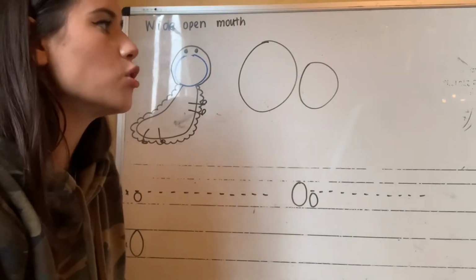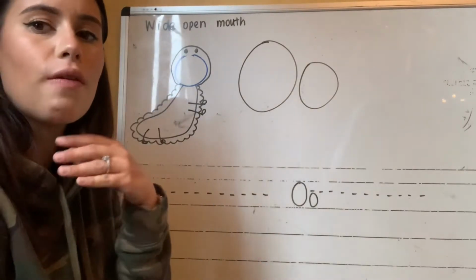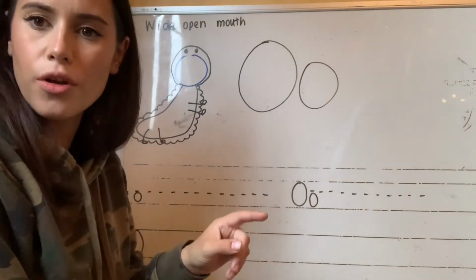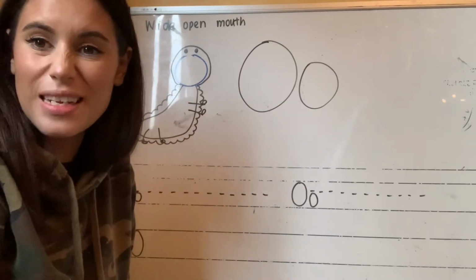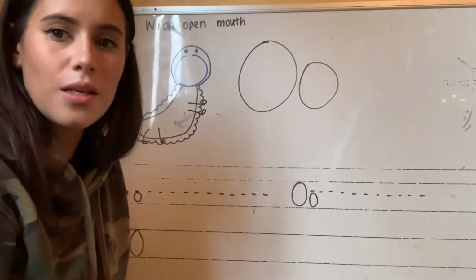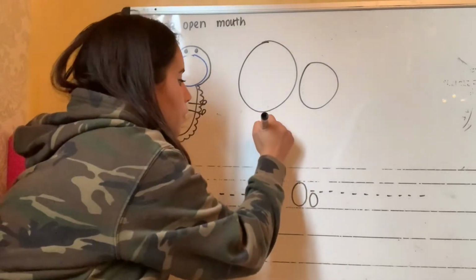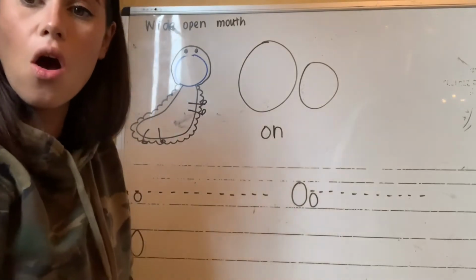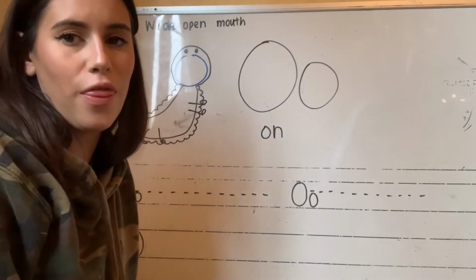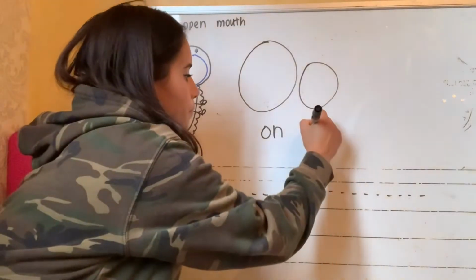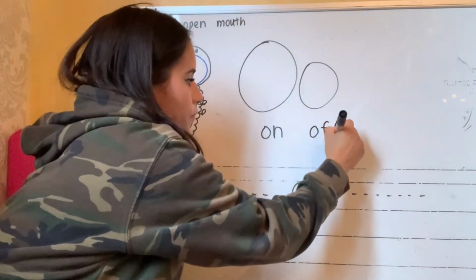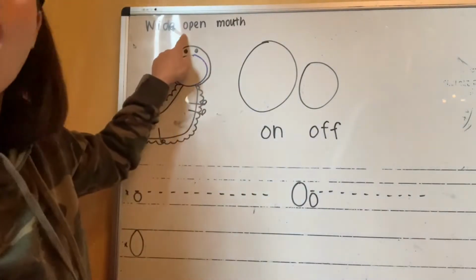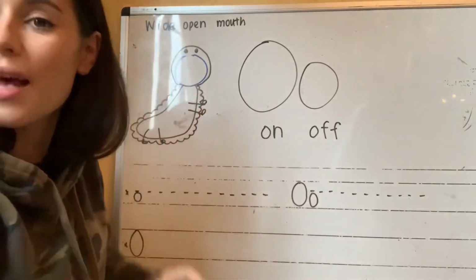Oh. So we want to say the sound and see if a word falls out of our mouth. Oh, oh, on. So I know that word starts with the oh sound, so I'm going to write it down. On. And from the song, I also know that off starts with oh. Now, I'm looking around the room and I can see open. Open starts with an O too.